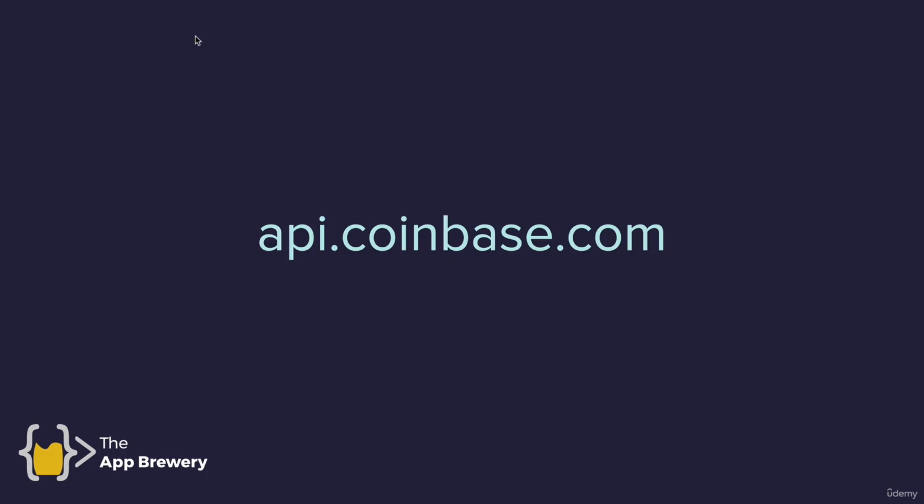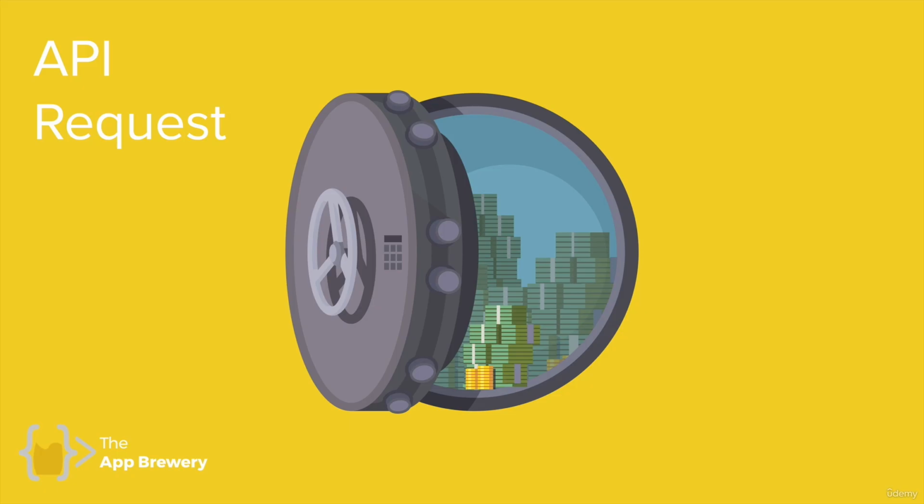And that's usually just a URL. So for example, if you wanted to get crypto data, you might use api.coinbase.com. This is the location where the Coinbase data can be found. Now, in addition to knowing the API endpoint, you also have to make a request over the internet. This API request is kind of similar to going to the bank and trying to get some money out, so trying to withdraw some data from their vault.